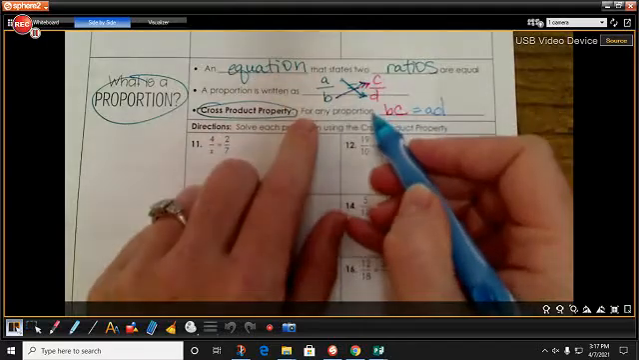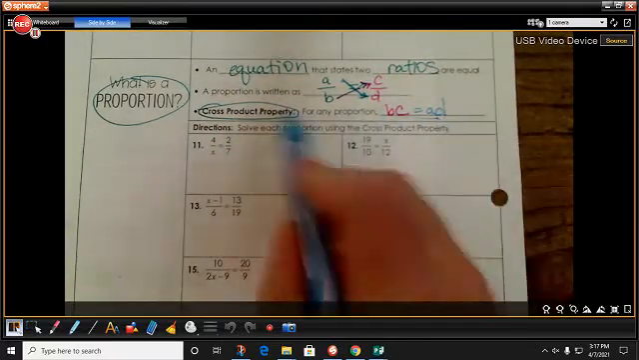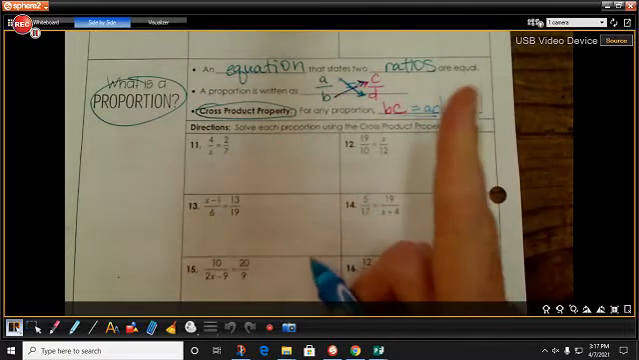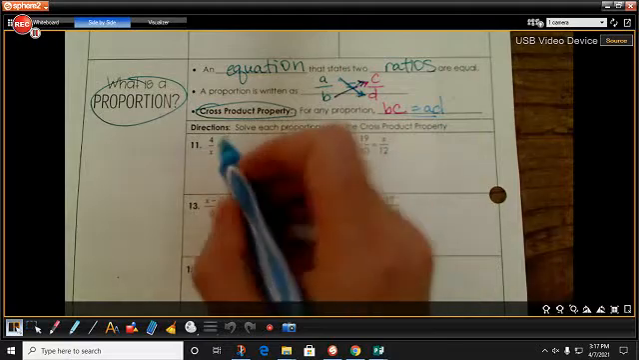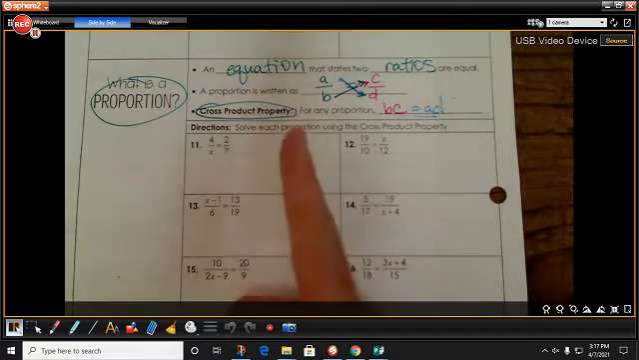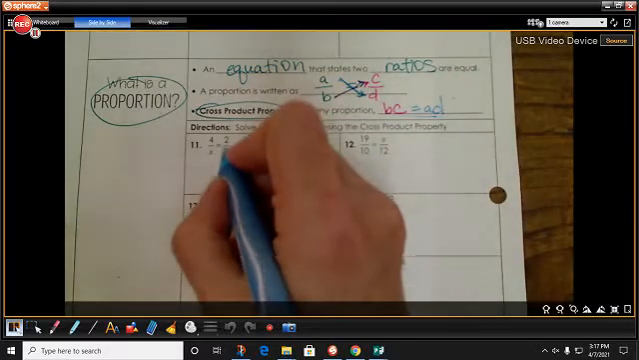So if I have two ratios, I can use this concept, the cross product property, to find any one part of it that's missing. So I've got here a proportion. There are supposed to be 4 numbers in it. One of them is missing. If I'm only missing one number, I can always find that number. So let's work it out.